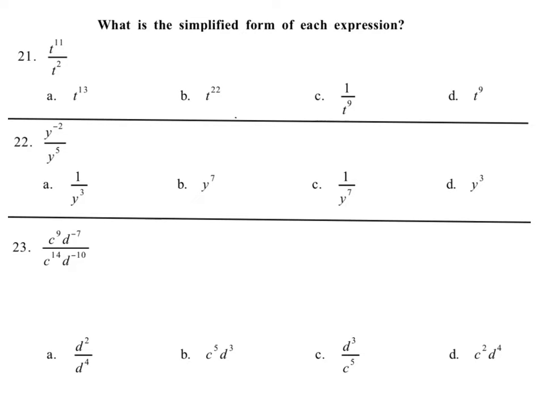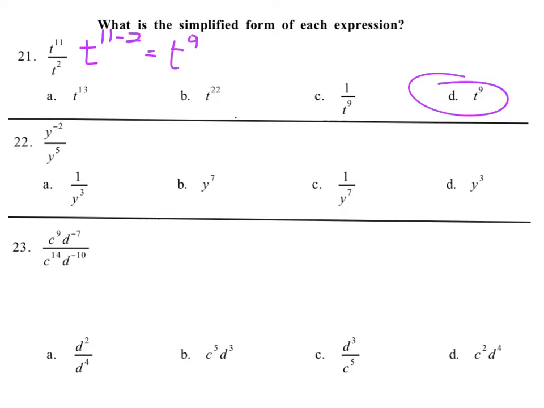Okay, these are very straightforward. When you're dividing two powers with the same base, you keep the base and you subtract the exponents, 11 minus 2, to get your new exponent of t to the ninth. D.